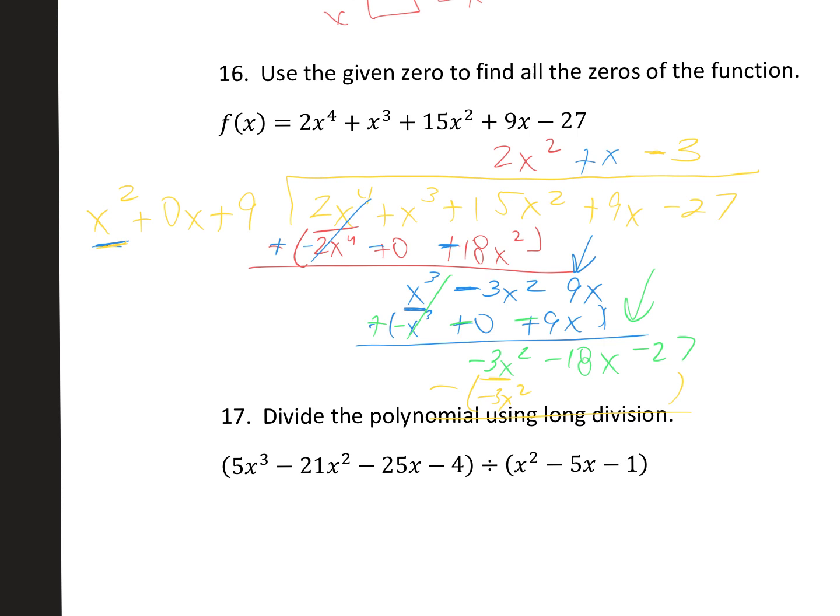Wait a second. Hold on. This was a positive right here, wasn't it? Yeah, so this should cancel. That's what I thought. Okay, yeah. So then I have my 27, right? So negative 3 and 9 is negative 27.